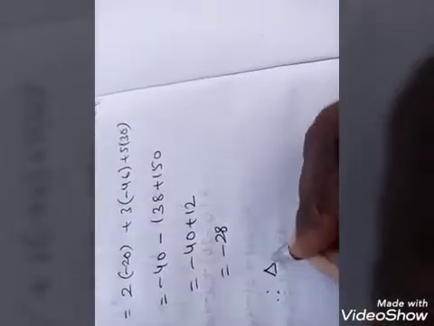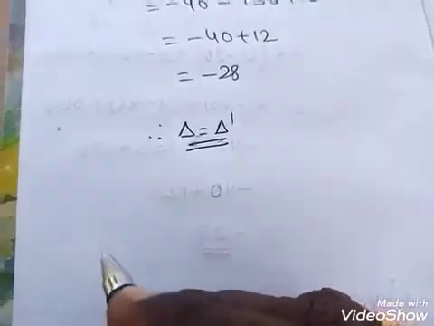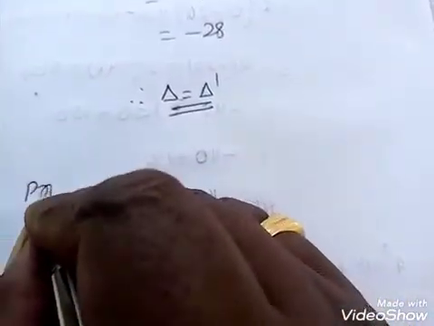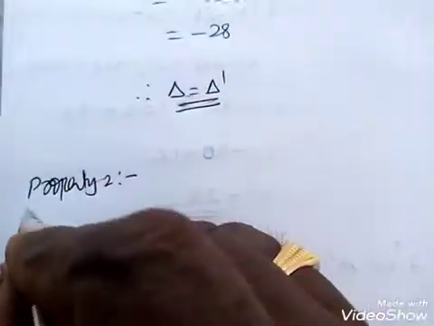Therefore delta is equal to delta dash. This is the property 1 example. Next we will move to property 2. What is property 2?